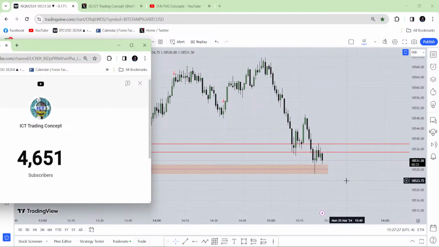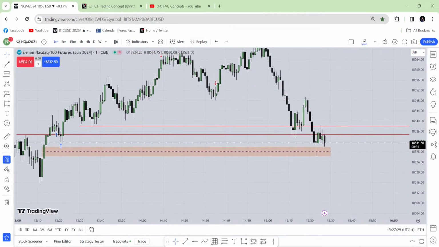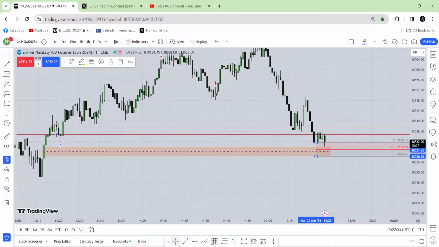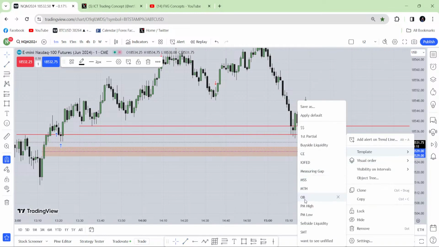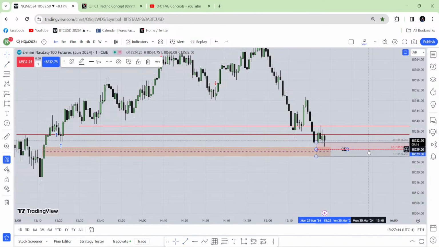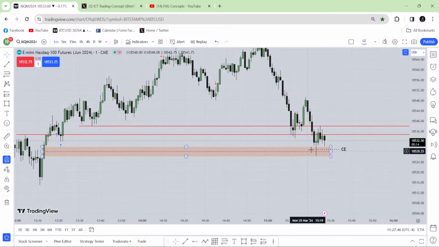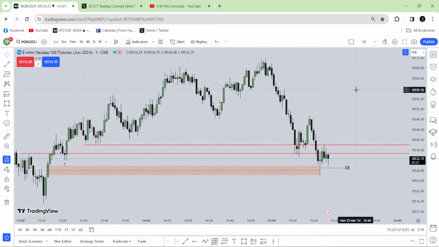Okay. Here's the part where I want to see something. See this candle and the consequent encroachment. I don't want to see a body close below that consequent encroachment. Remember at the morning session, how I outlined it? This is that same candle. I'm going to put it here. I don't want to see any body close below that consequent encroachment if the market wants to go higher.